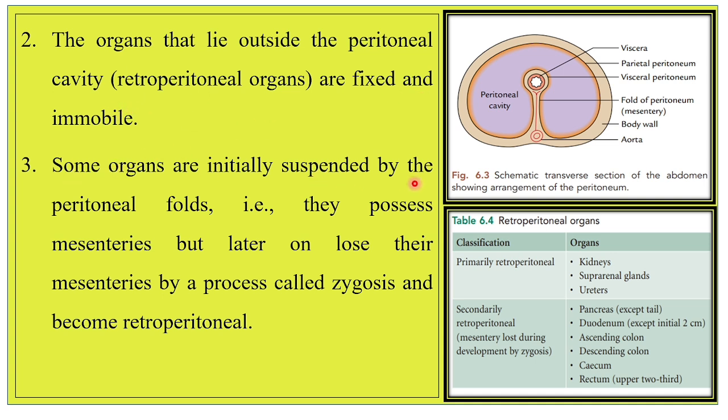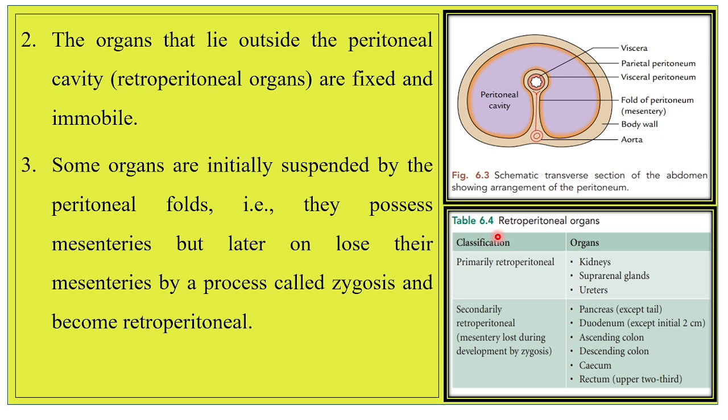Some organs are initially suspended by the peritoneal folds, that is, they possess mesenteries, but later on lose their mesenteries by a process called zygosis and become retroperitoneal. So retroperitoneal organs are the organs that lie outside the peritoneal cavity.